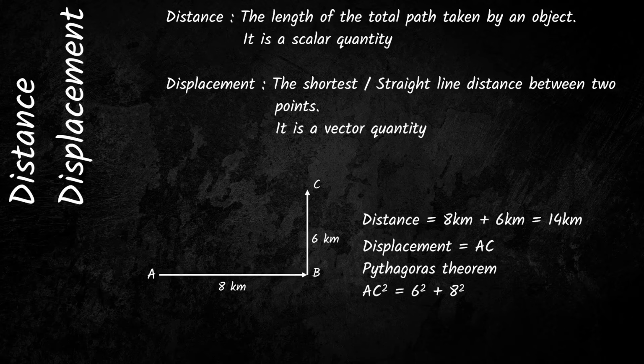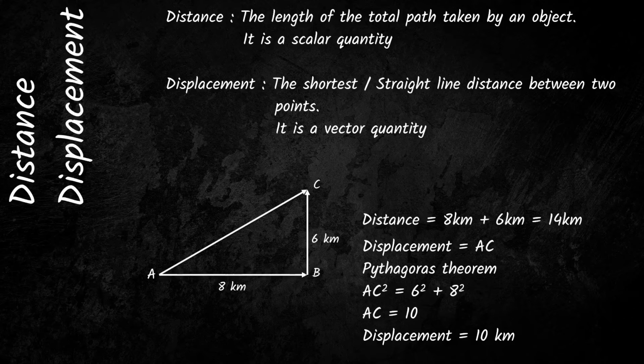So AC squared equals 6 squared plus 8 squared. That gives you the length of AC to be 10. Hence, the displacement is going to be 10 kilometers. And we can see it with an arrow here, 10 kilometers from A to C. That's the direct length from A to C. 10 kilometers is your displacement.